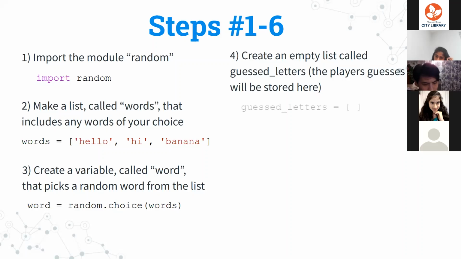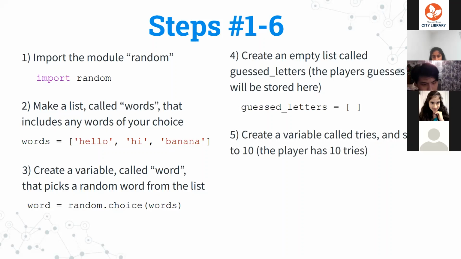Okay, so I will go over the answer for this. The name of your list should be guest_letters, using a single equal sign. You should set that equal to two square brackets, and there shouldn't be anything inside because the player hasn't made any guesses yet. So for now, it should just be blank. This is what an empty list looks like.